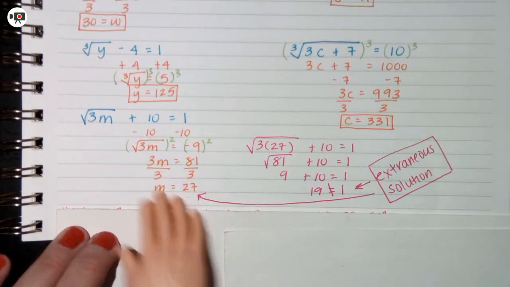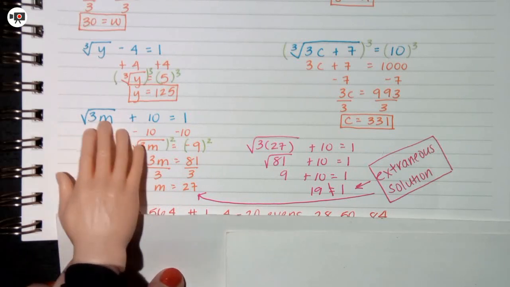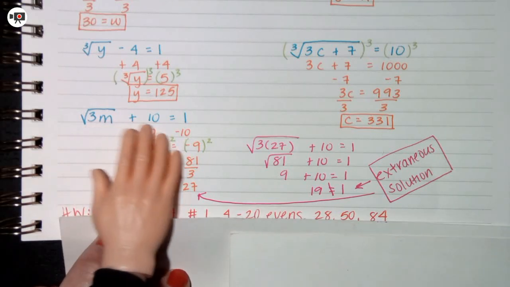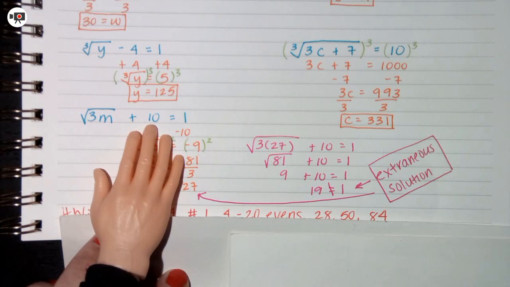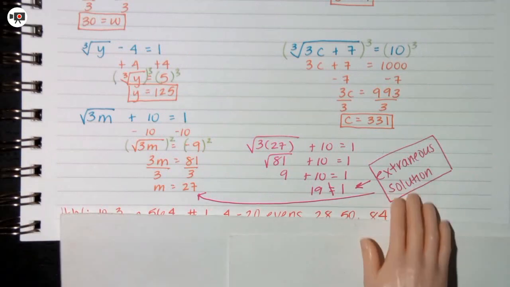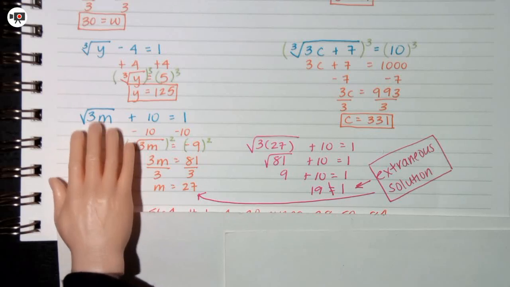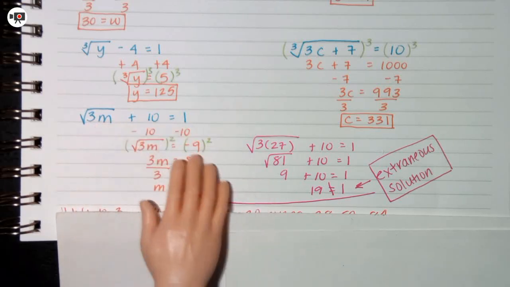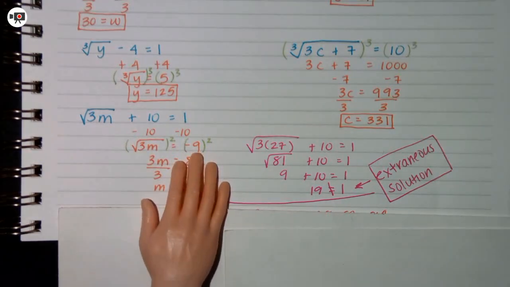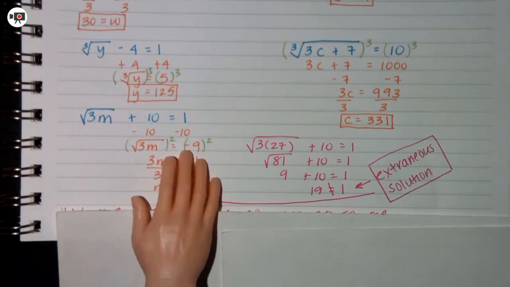So if I take m is 27 and plug it back in, I get 3 times 27 is 81. Square root of 81 is 9. 9 plus 10 is 19. That's not 1. So since this is not true, we call this an extraneous solution. So it's important to plug your answers back in to make sure they work. I have a good clue here that I have a square root equals a negative number. A square root cannot equal a negative number, so this is a clue that something could be weird in my answers.